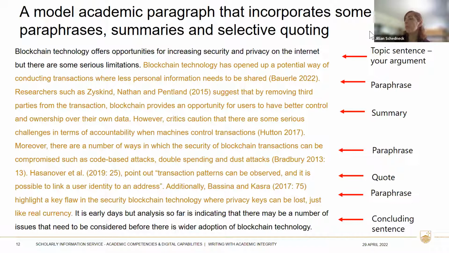Moreover, there are a number of ways in which the security of blockchain transactions can be compromised, such as code-based attacks, double spending, and dust attacks. So that sounds quite particular. So that's a paraphrase where we can put the page number. And then another scholar and others point out transaction patterns can be observed, and it is possible to link a user identity to an address. So we've got a quote there, and we've definitely got a page number. And we've got finally a paraphrase. Additionally, Bassina and Castro highlight a key flaw in the security of blockchain technology where privacy keys can be lost, just like real currency. Okay, so we've got all these sentences here.